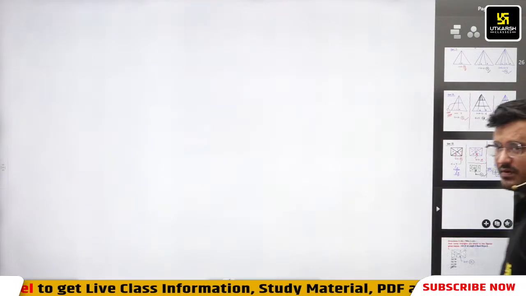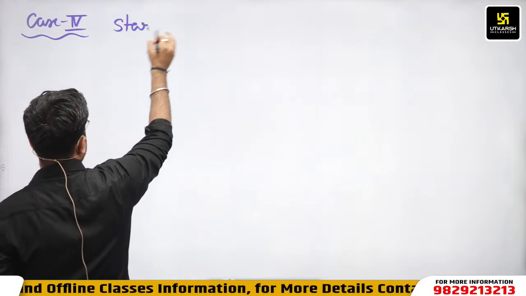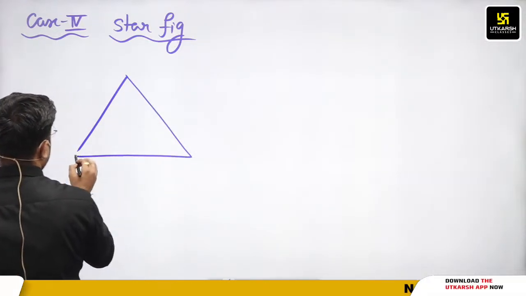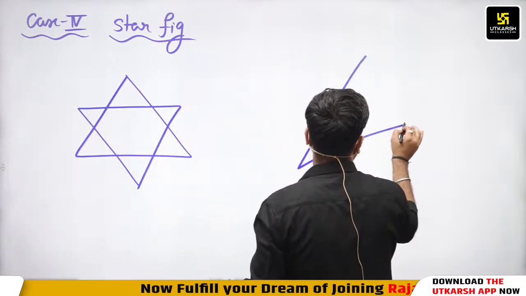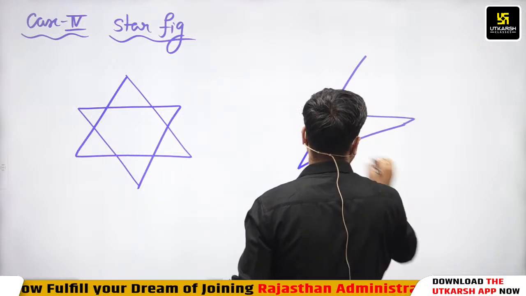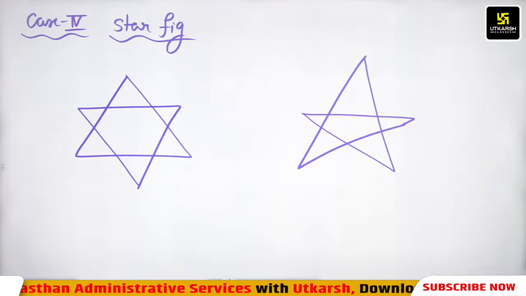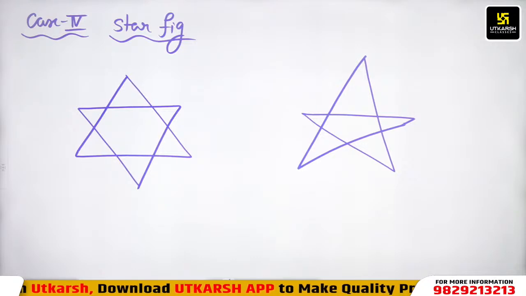Okay. Now case number 4, regarding your star figure. So if I am drawing two stars, try to figure out how many triangles are there in these two stars. Try to figure out how many triangles are there in these two stars. Will it be the same, will it be different? Tell me.